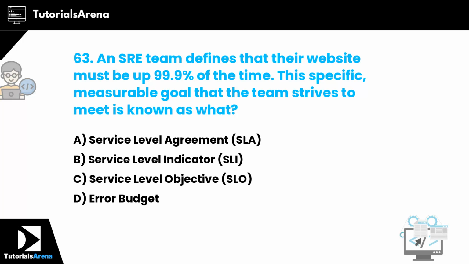63. An SRE team defines that their website must be up 99.9% of the time. This specific, measurable goal that the team strives to meet is known as what? Answer is C, Service Level Objective, SLO.